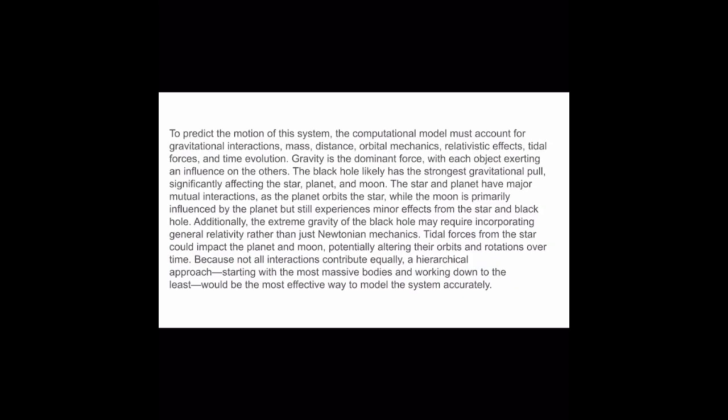Question: to predict the motion of the system, the computational model must account for gravitational interactions, mass, distance, orbital mechanics, relativistic effects, tidal forces, and time evolution. Gravity is the dominant force, with each object exerting an influence on the others. The black hole likely has the strongest gravitational pull, significantly affecting the star, planet, and moon. So in summary, this model would have to account for way more complex things that are happening in the real world compared to our initial theoretical model.